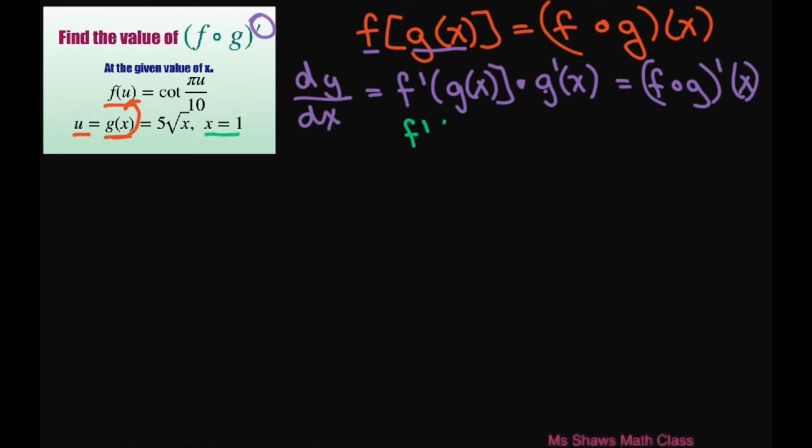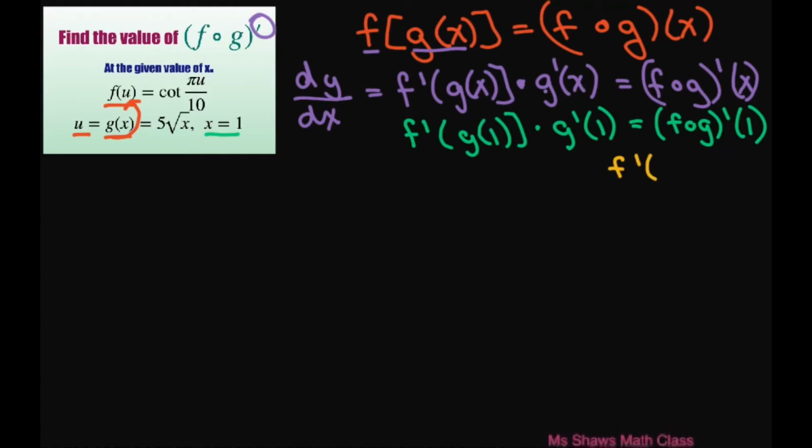So we have f prime of g of 1 times g prime of 1. That's the same as f of g prime of 1. So that's just different ways to write that. Basically, we need our f prime of u, we're going to need our g of x, so we can find our g of 1 and our g prime of x, so we can substitute in the 1. So let's look and see what we have.